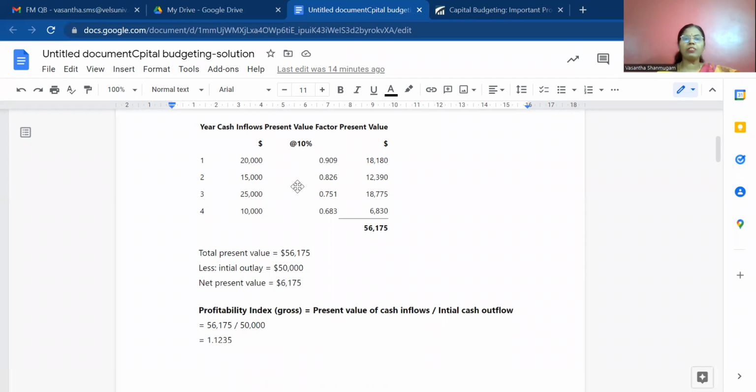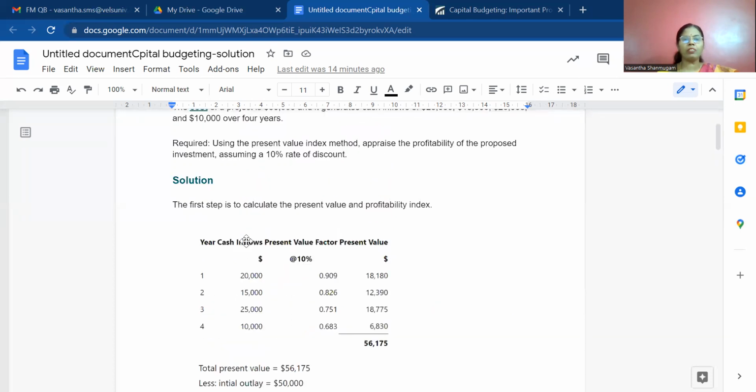You multiply 15,000 by 0.826, you get 12,390. Likewise, you multiply 25,000 by 0.751, you get 18,775. 10,000 into 0.683, you get 6,830. When you add up all these, you get 56,175. So this is the total present value of money.